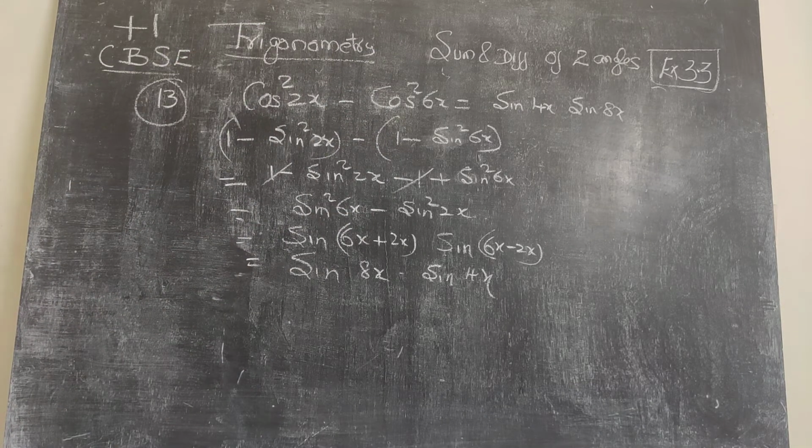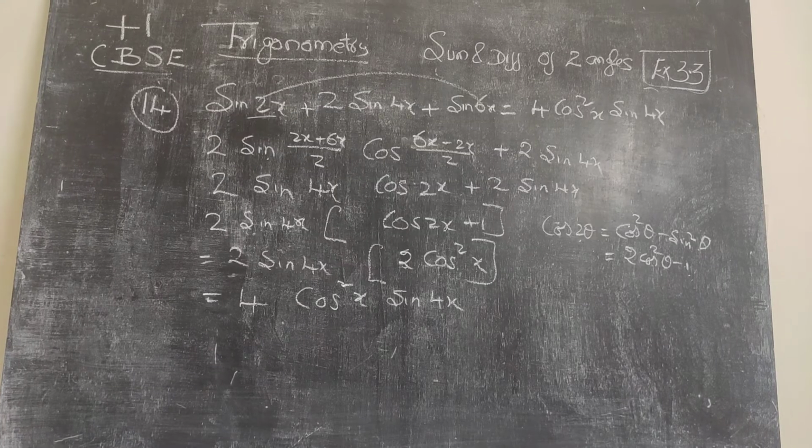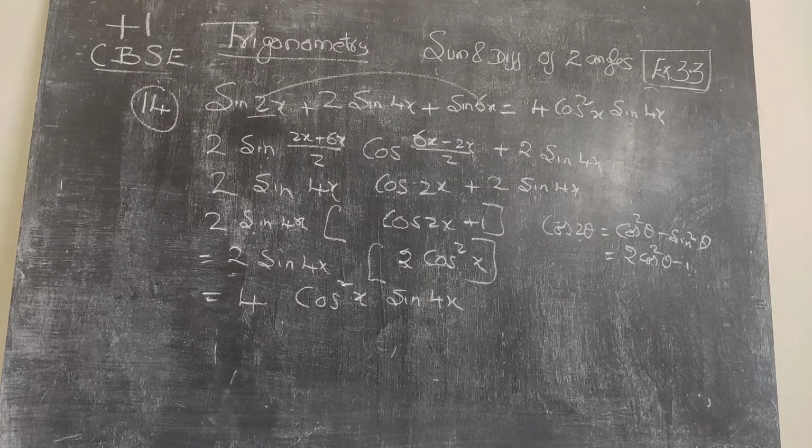Okay. Now, let me go for the 14th sum. Sin 2x plus 2 sin 4x plus sin 6x equal to this. I am clubbing the sin 2x plus sin 6x. Sin x plus sin y equal to 2 sin x plus y by 2 cos x minus y by 2. The 2 sin 4x remains. 2x plus 6x, 8x divided by 2, 4x. 6x minus 2x by 2, so 4x by 2, 2x.